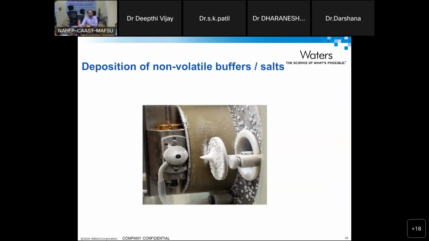This is a picture of the sampling cone when one of the users used non-compatible mobile phase solvents and buffers on the mass spec. As you can see, there is a clear deposition of salt because of the use of non-volatile buffers in the mass spectrometer. Just to avoid such scenarios, it is recommended to use MS compatible buffers and solvents when you work on LCMS applications.